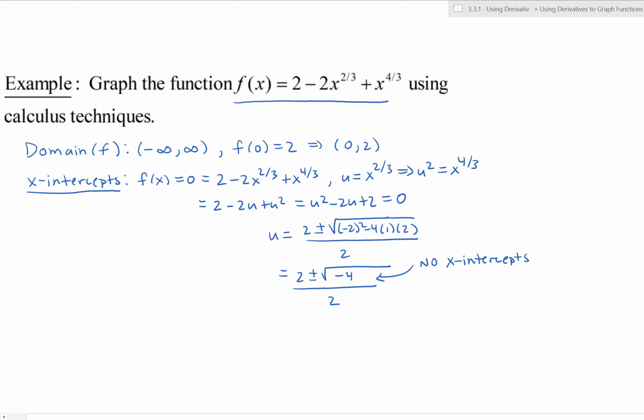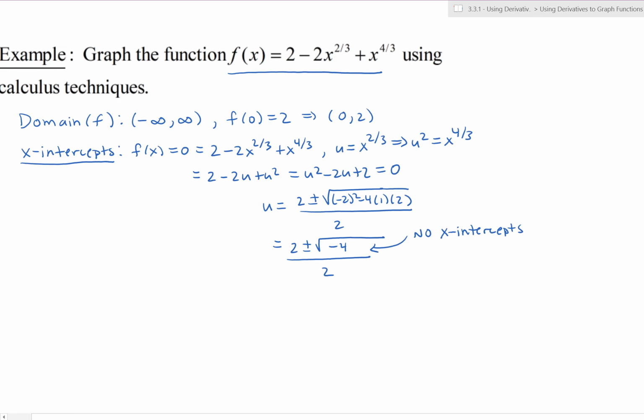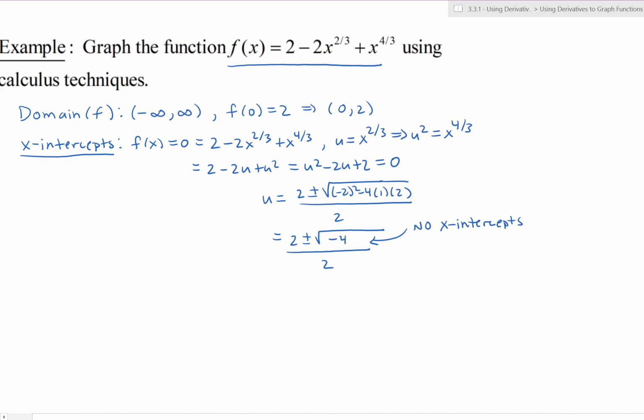So now let's start playing games with the derivative, right? We got to figure out where this function's increasing and decreasing and concave up and concave down. So let's go ahead and find the first derivative. F prime of x here is going to be, well, it's just power rules involved. So it's going to be a negative 4/3 x^(-1/3), differentiating the negative 2x^(2/3) term, plus a 4/3 x^(1/3) power.